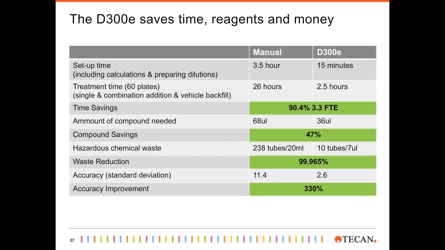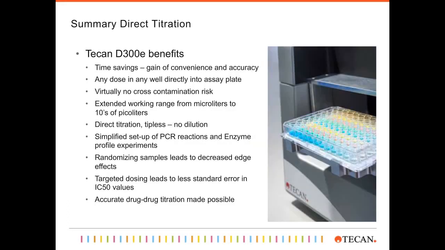So to sum up the benefits that we have for the D300E, we have time savings, and also a gain of confidence and accuracy. We can dispense any dose in any well directly into the assay plate. So even with cells in it or with your biochemical reaction in it, there's virtually no cross-contamination risk as we do non-contact dispensing and the dispense heads are single use. And there's an extended working range from microliters to tens of picoliters. Direct titration, tipless, you don't need any dilution. Also simplified setup of PCR reactions and enzyme profile experiments become possible.